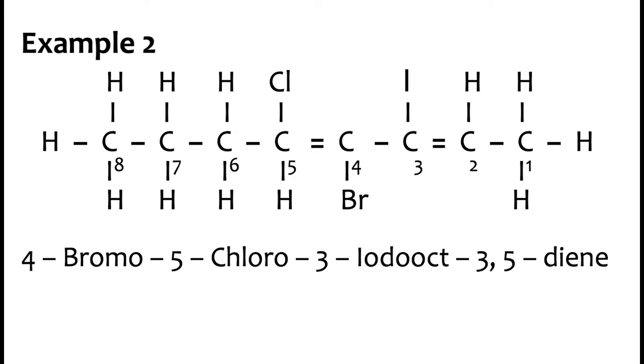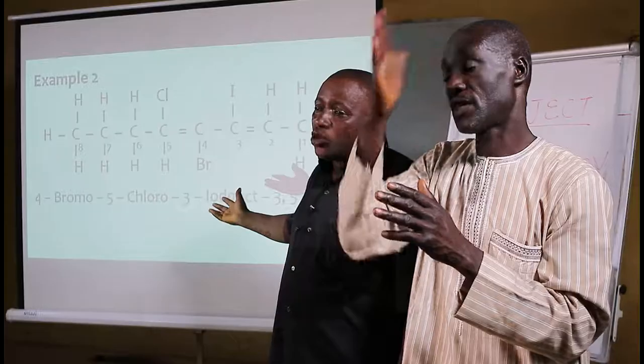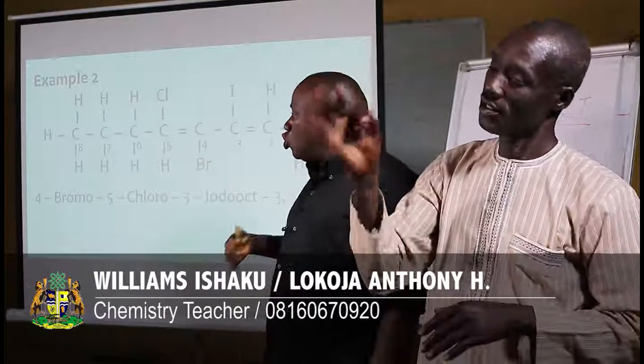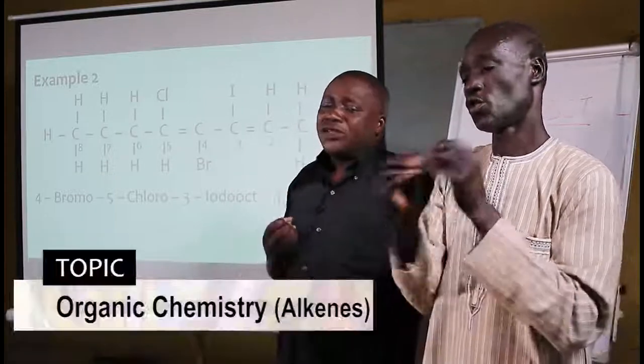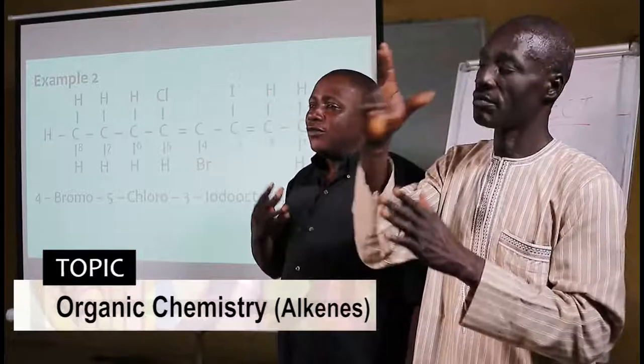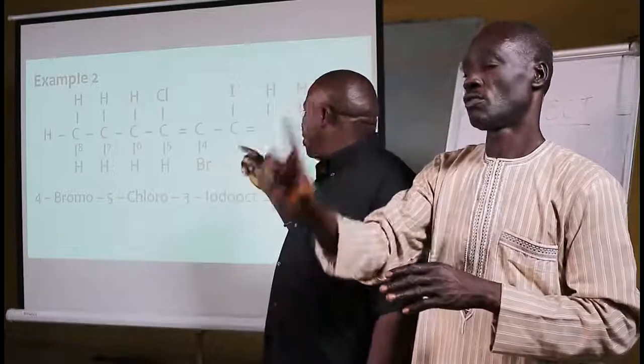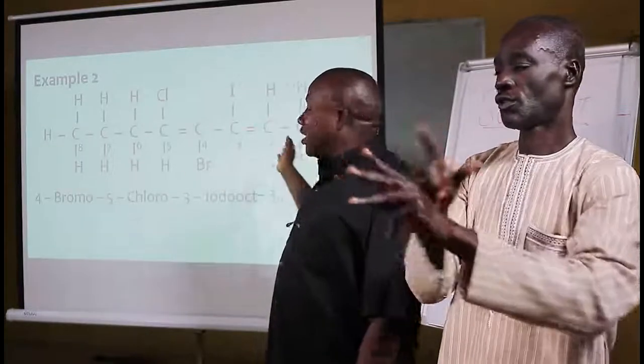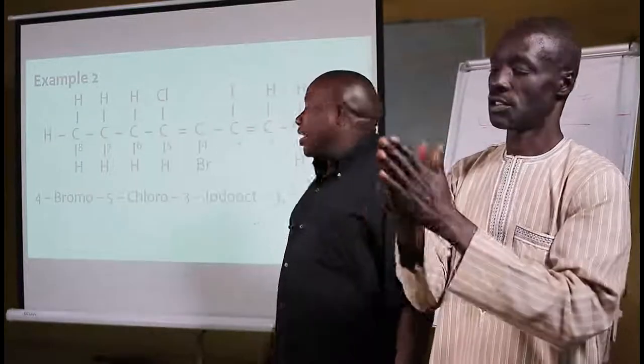The first thing to do, according to our rule, is to identify the parent. We have done that, and we say it's octene because it has 8 carbon atoms. The next thing to do is to number, and we give priority to the position of the double bond. As you can see, the double bond is closer when moving from left to right, and that is why we're starting from the other direction.